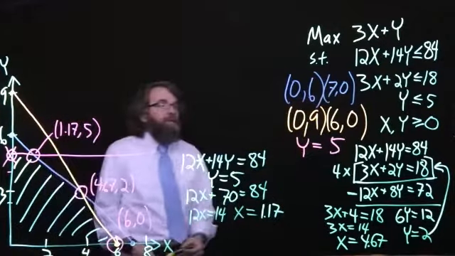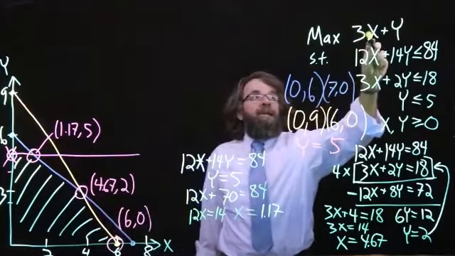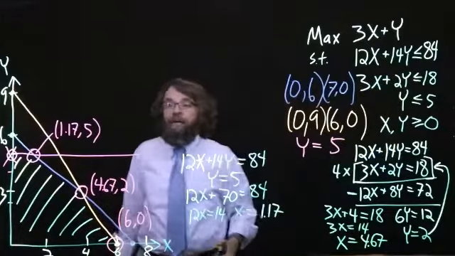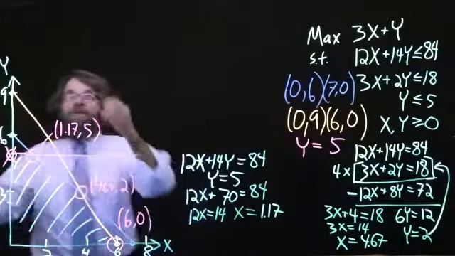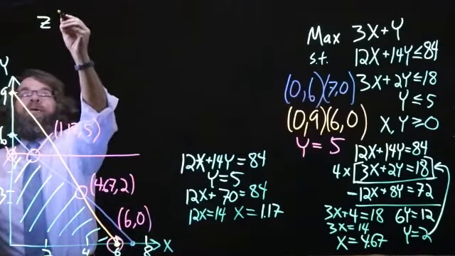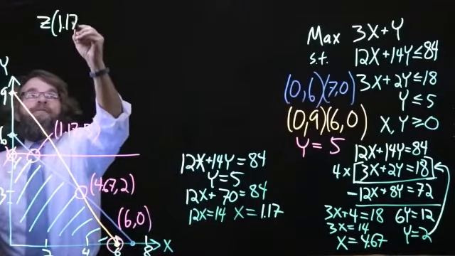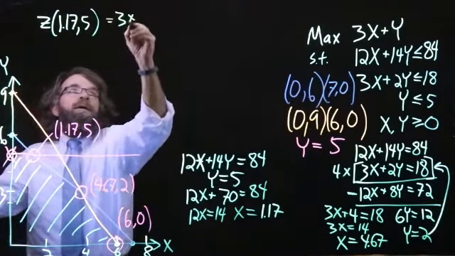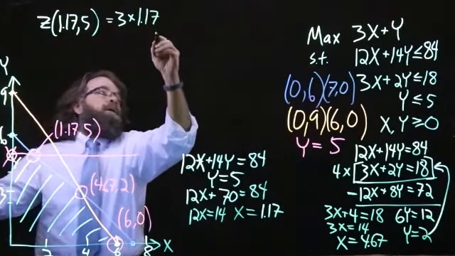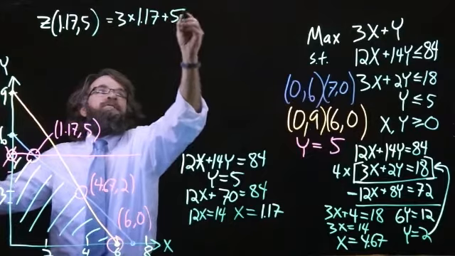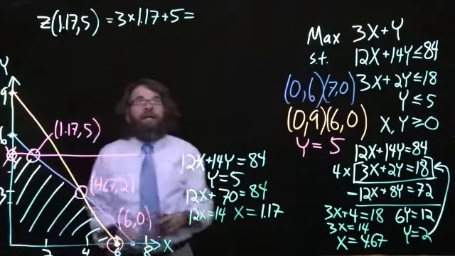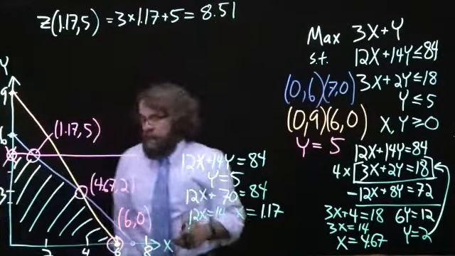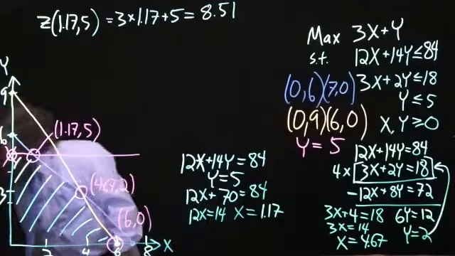Now, as you probably know, we sometimes refer to the objective function by calling it z. Why? I don't know, but it's handy. So we will evaluate z at these 3 points. So when we look at z at 1.17 and 5, we get 3 times 1.17 plus 5. And so that is 8.51 as our first point.